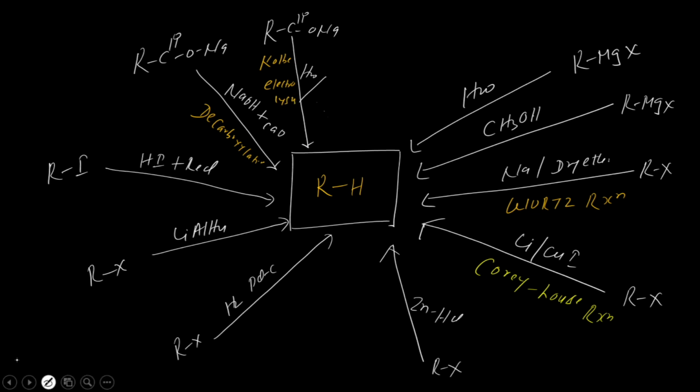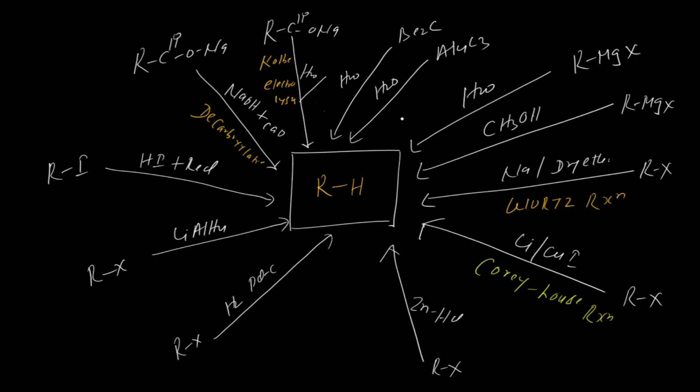Now, the next one. How can you prepare it? If you want to prepare only methane, then you have to take beryllium carbide. Hydrolysis of beryllium carbide gives you methane only. And aluminum carbide, Al4C3, hydrolysis also gives you methane.